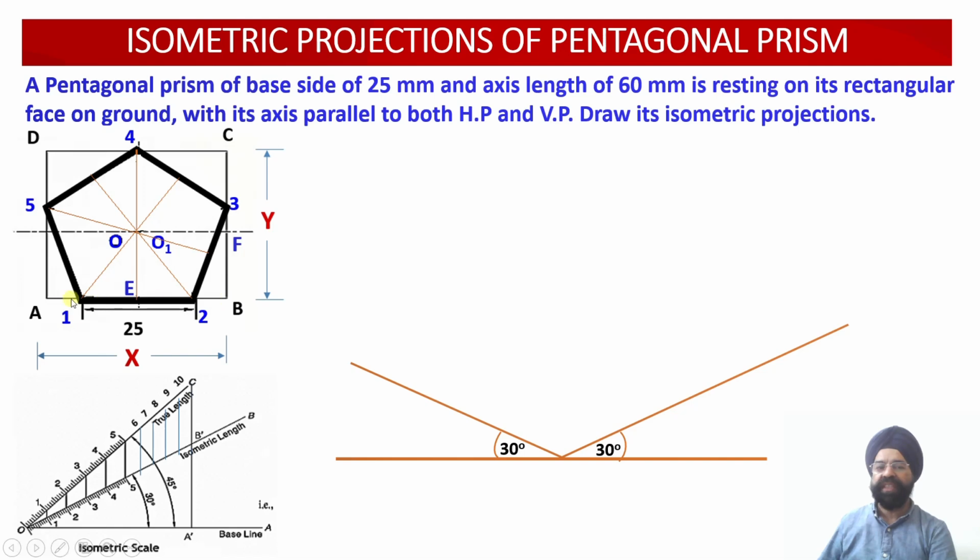Okay, so now since this pentagonal prism is resting on its base, on its rectangular face over there, this is the rectangular face 1 2. So this would be lying over here on this line, on this x-axis. We have marked the height, and this height is equal to this edge y of this rectangle which we have drawn to inscribe this pentagonal shape over there. So this shape we are going to draw from here.